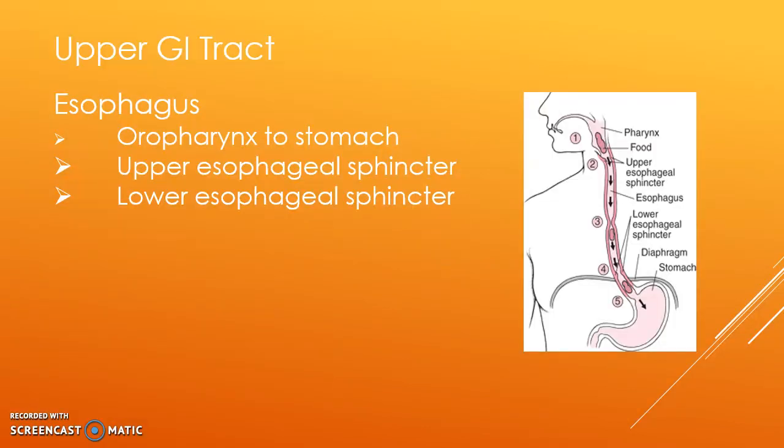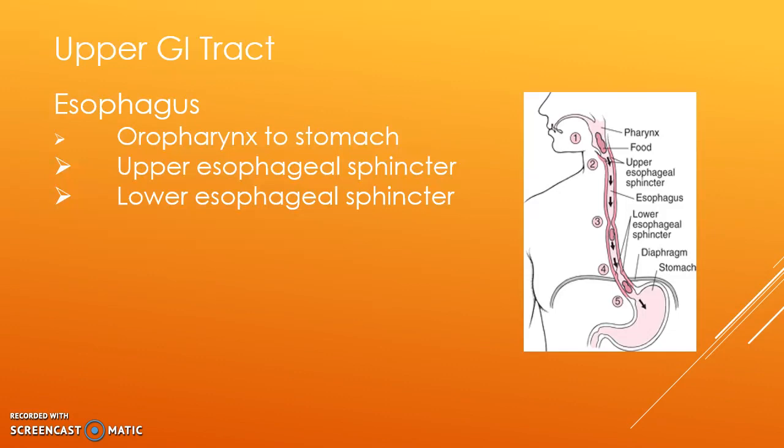The first structure we'll encounter is the esophagus. The esophagus is a 25 centimeter muscular tube structure that involves involuntary and voluntary movement called peristalsis, which is a segmented wave of contraction of muscle. The upper esophageal sphincter keeps air from entering the esophagus. Then the food passes through the esophagus using peristalsis.